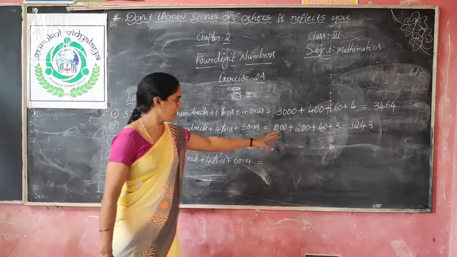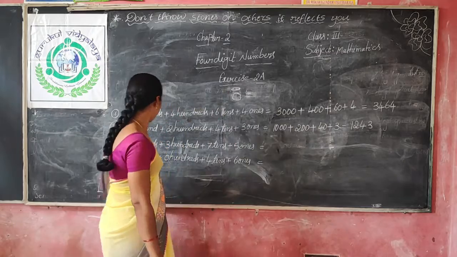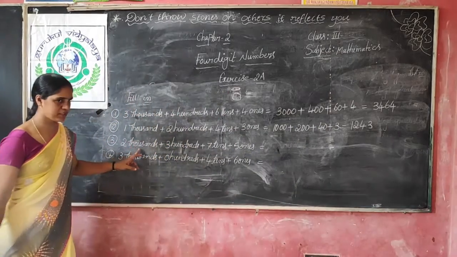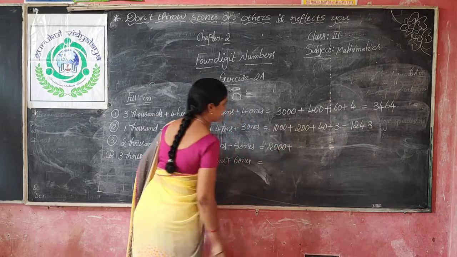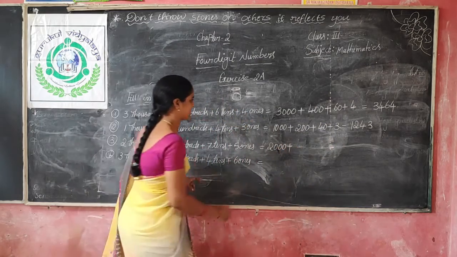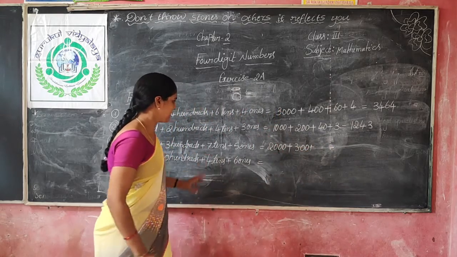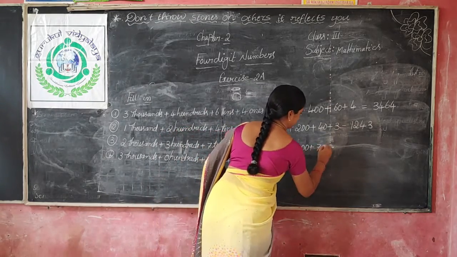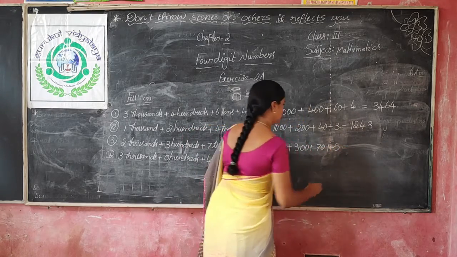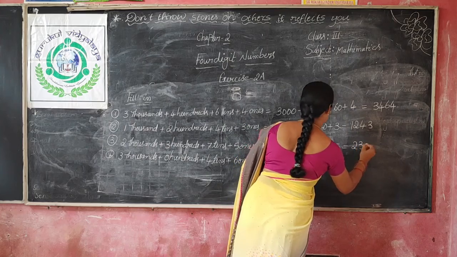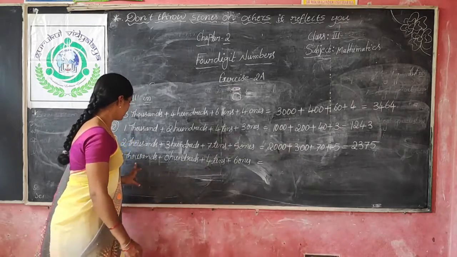Ones are 3. So 1400 and 243. Next one, see, how many thousands are there? 2000, plus 300. Okay, next one, 7 tens, 70. Next one, 5 ones, 5. So 2375. Okay, clear, children?